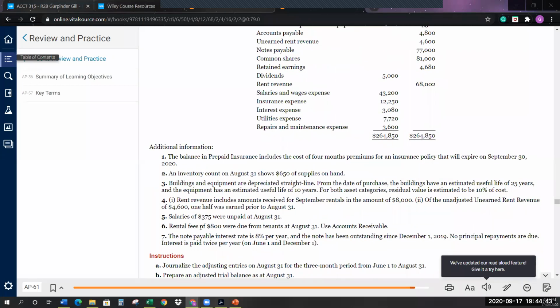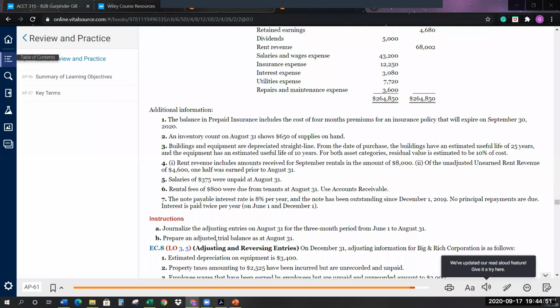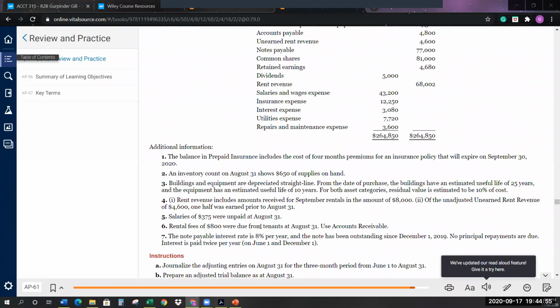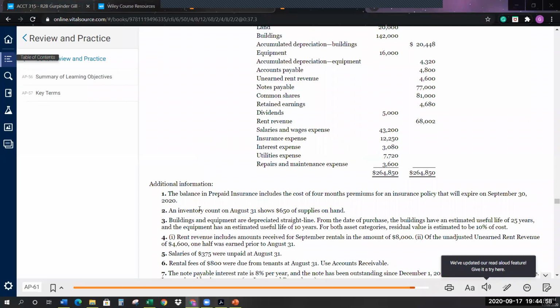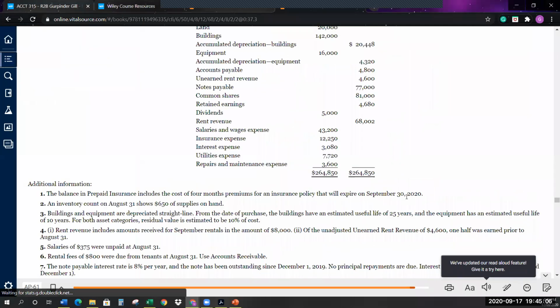Now they have given us 7 additional information transactions, and this is what we are going to do our adjusting entries for. Then they're also asking us to prepare an adjusted trial balance at August 31st. So the first one: the balance in prepaid insurance includes the cost of 4 months premium for an insurance policy that will expire on September the 30th, 2020.